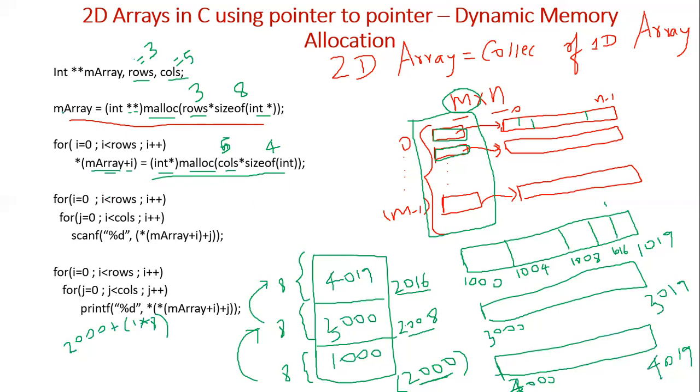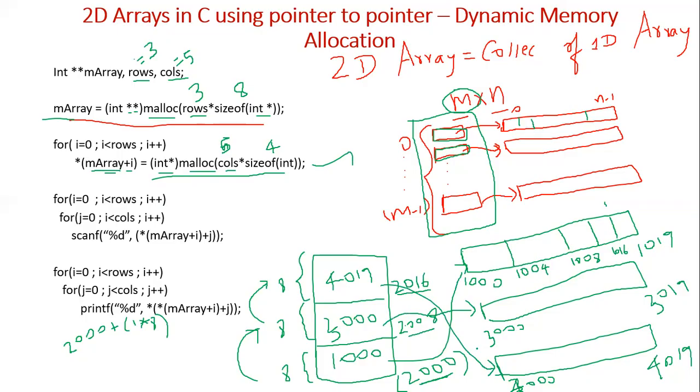For each row it has created one pointer, and each of these pointers is now pointing to a one dimensional array. This is pointing to this one dimensional array, this to this one, and this to this one. So with this we now got a two dimensional array.